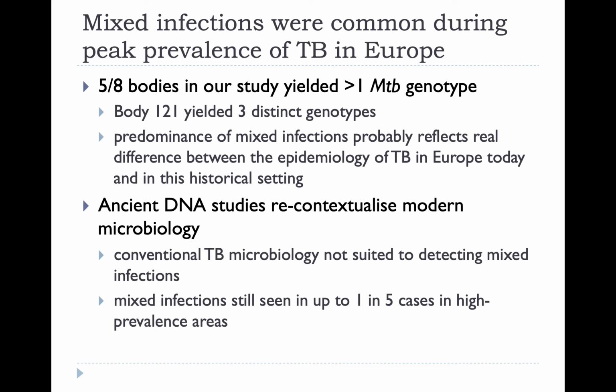We don't pick 20 colonies and see whether 3 of those 20 are different or 5 of those 20 are different from the others. But where people have done that, it seems that, particularly in KwaZulu-Natal, which is one of the highest areas in terms of prevalence nowadays, up to 1 in 5 cases appear to have mixed infection. And so what we saw back then from metagenomics actually recontextualizes what we're seeing today as well.